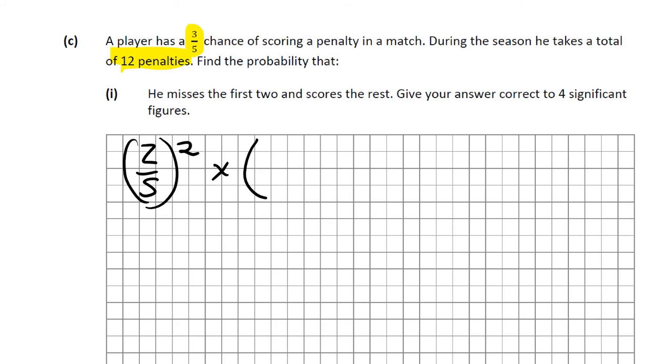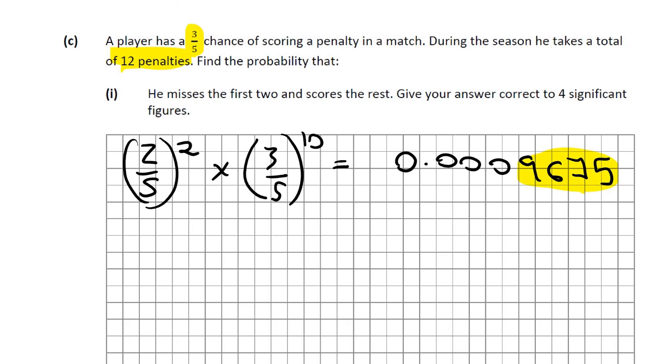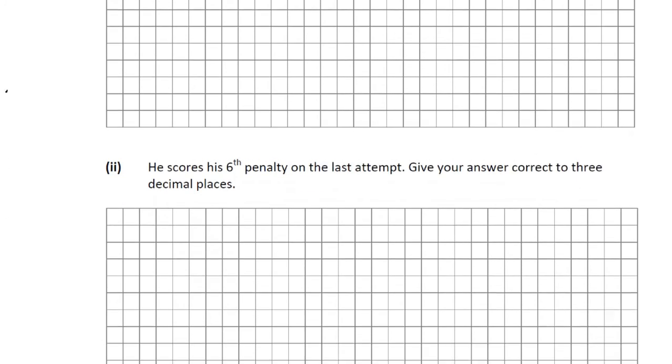Well, if he scores the rest of the penalties, that's going to be 3/5 to the power of 10. So that probability works out as 9.67 by 10 to the power minus 4, which is 0.000965, because it's 4 significant figures. So that's that probability.